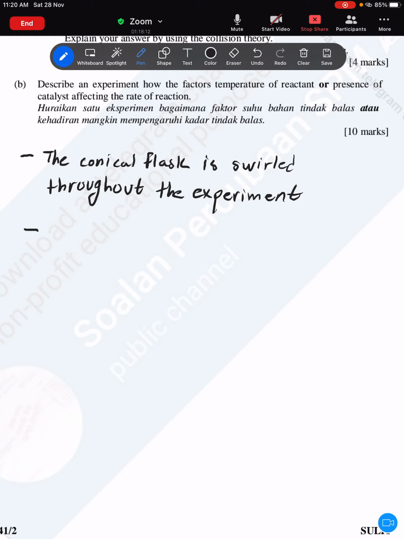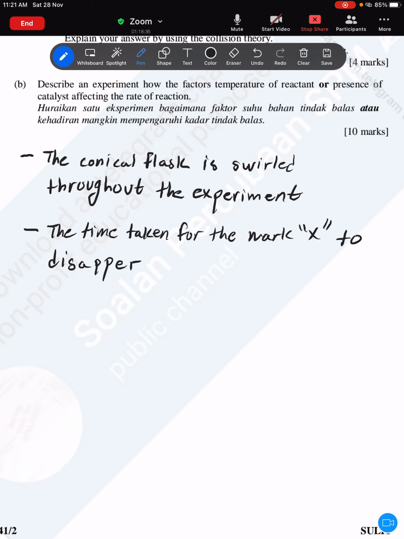Okay. The time taken for the mark X to disappear from view is recorded.